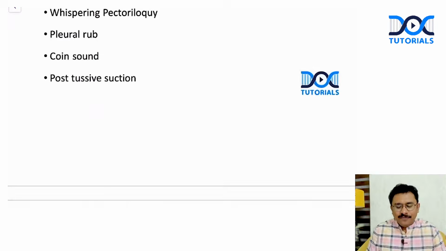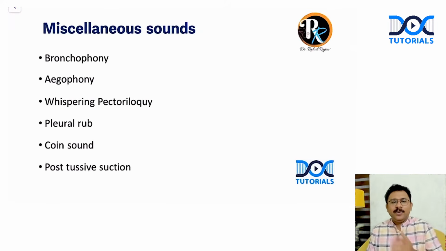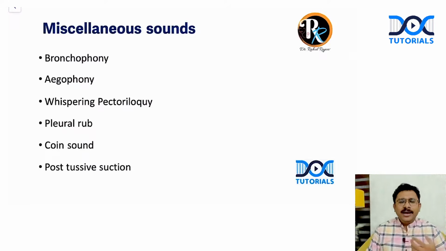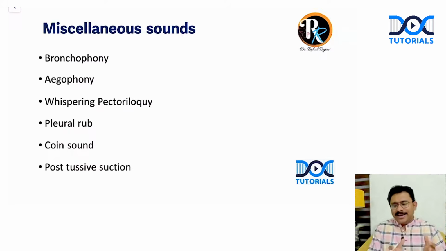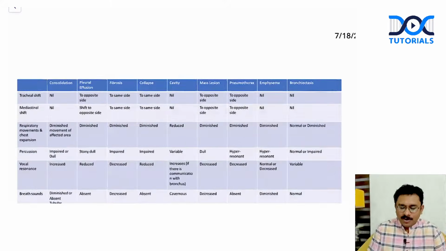And yes, you will have certain miscellaneous sounds other than the adventitious sounds like bronchophony, egophony, whispering pectoriloquy, pleural rub, coin sound, post-tussive suction. So what are these miscellaneous sounds, and their mechanism? These are important, but again, I'm not going too much into the detail because this is going to be a relatively exam-focused class. But if you are looking for some extra marks, you should be aware of what these miscellaneous sounds are. We can probably discuss in our academic WhatsApp groups as well. If you have any doubt regarding this, I'll definitely be helping out in my academic groups as well.